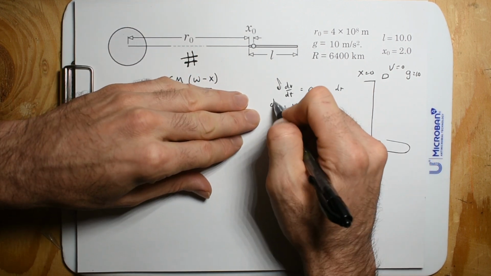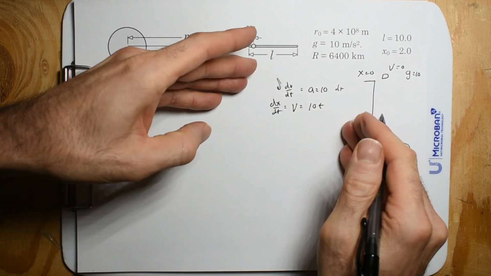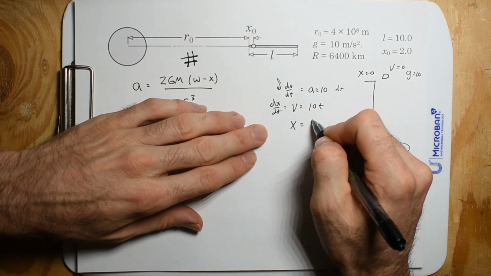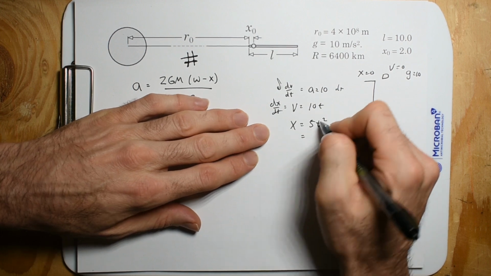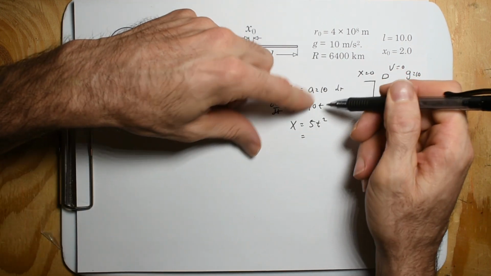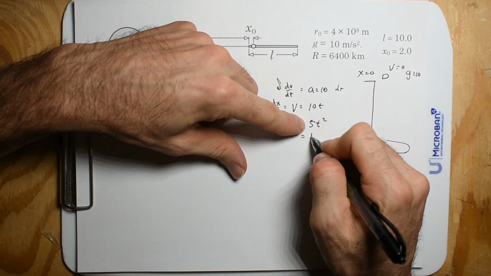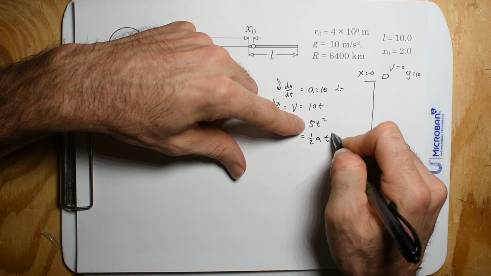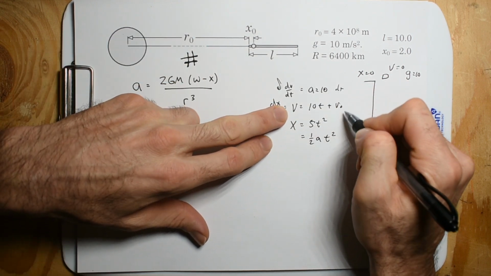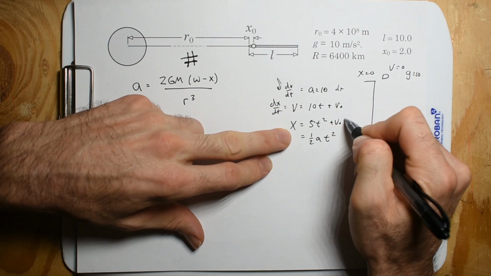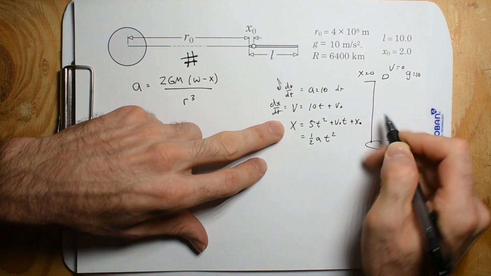Do the same thing because this is dx dt. Separate variables and integrate. You get position is 5t squared, and the general form is, hey, 10 was the acceleration, now we're at 5. That's just 1/2 acceleration t squared, plus initial velocity times t, plus initial position.